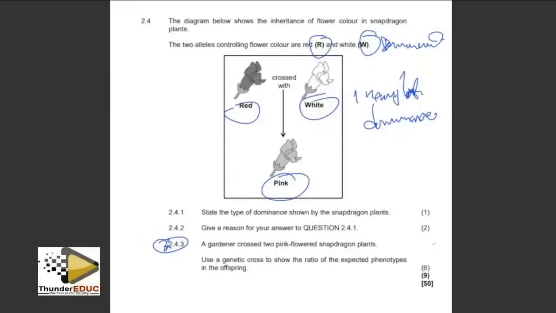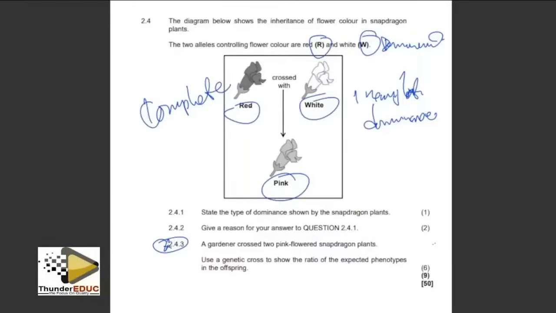Now, if it is complete, I would have had red and white. I would produce either red or white, depending on which one is dominant. And if I have codominance, red and white, I would have produced a mixture of red and white. But because this one is pink, a third phenotype, or an intermediate, therefore it is incomplete dominancy.